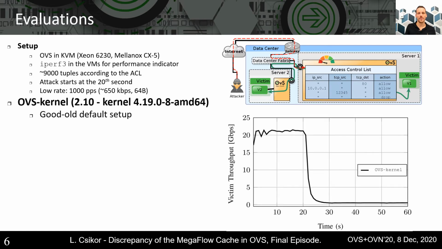Let's see first the case of OVS kernel. This is a setup we also evaluated previously. The only difference is that OVS here is more up to date. We observe nothing new here. As soon as the attack starts and the MFC becomes populated, the throughput quickly drops down to 0.